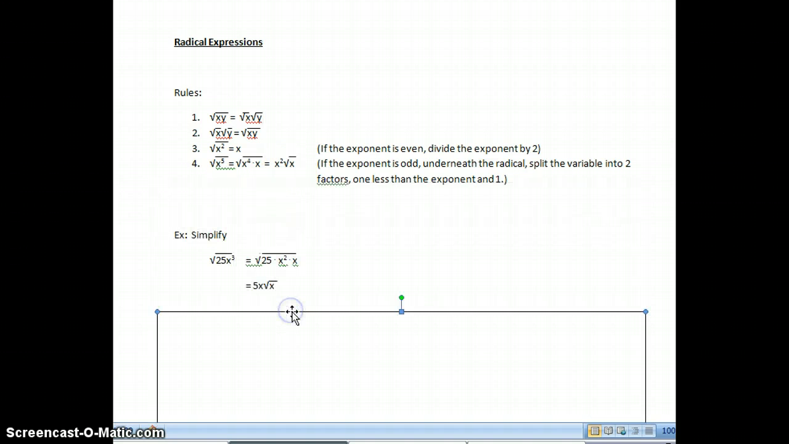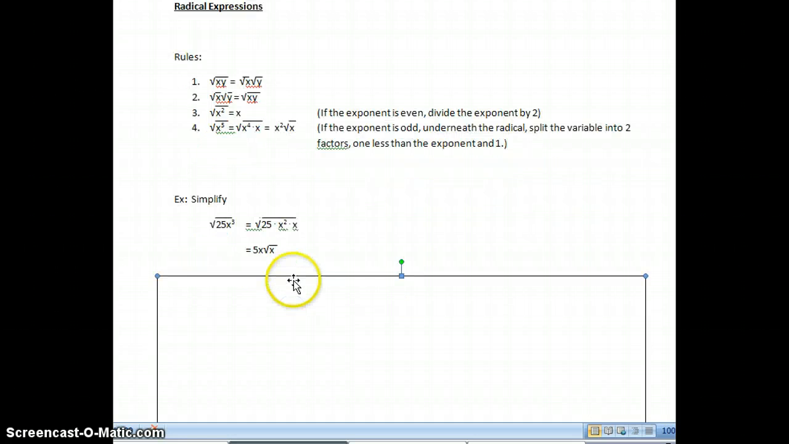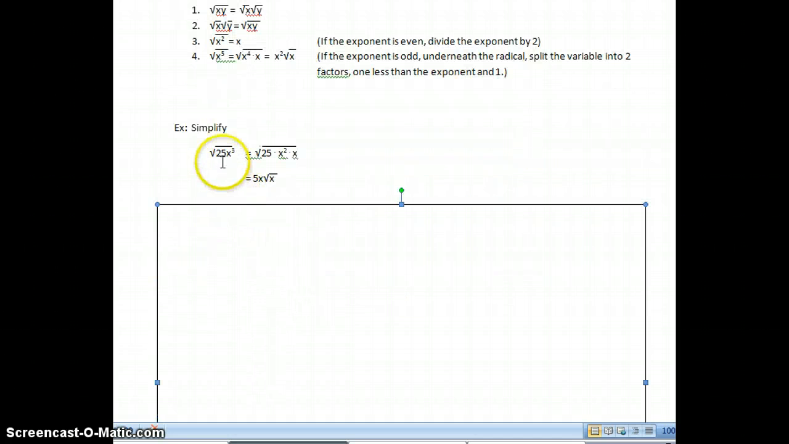Okay, so let's scroll down a little bit and work on simplifying. If I wanted to simplify the square root of 25x to the third power, 25 is a perfect square, so I would leave that under the radical, and I would break my x to the third into x to the 2 times x. Now I can take the square root of 25, which is 5, and the square root of x to the second, which is x. I can't take the square root of this x, so I'm going to leave it under the radical, and my simplified answer is 5x square root of x.